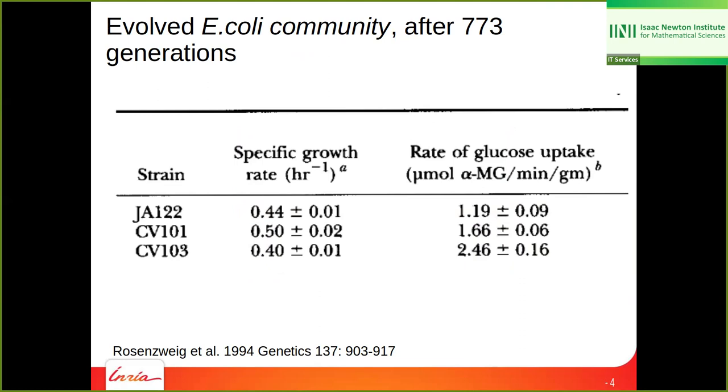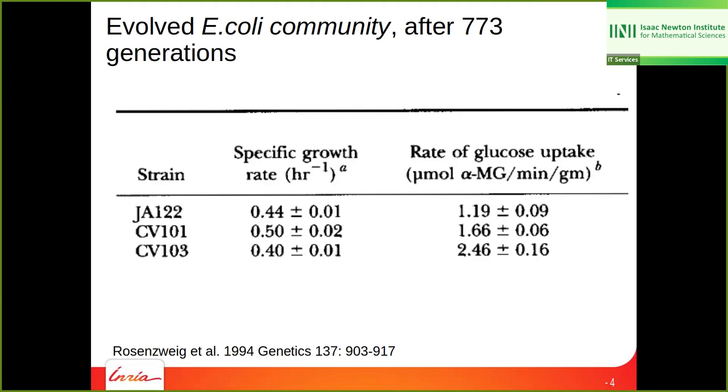If you grow E. coli for long enough in glucose, what happens is you basically get a community. So you start off with the wild type strain, which has a certain growth rate and a certain glucose uptake rate. And then if you evolve it for long enough, you actually get two strains, sometimes three, but most of the time two, one that has a higher growth rate but a lower glucose uptake rate, and one that has a slightly lower growth rate but a higher glucose uptake rate. So it seems kind of like a rate yield strategy that you're getting.